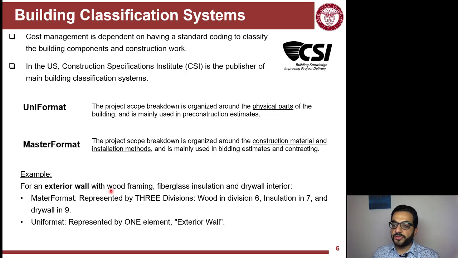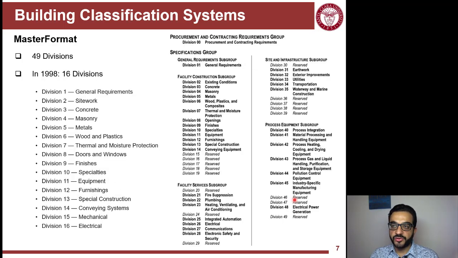But MasterFormat will represent these in three divisions. So it will be in division 6 for wood, division 7 for the insulation, and division 9 for the drywall. And all of these divisions are works, like costs of work or activities that are being done, instead of assemblies as they're presented by UniFormat. So MasterFormat currently has 49. It started in 1998, and used to have 16 divisions. So it did grow from 16 divisions to 49 divisions. And this is the higher level of the divisions. You can see concrete is 03, finishes is 09, wood is 06. So people in the industry know these divisions.